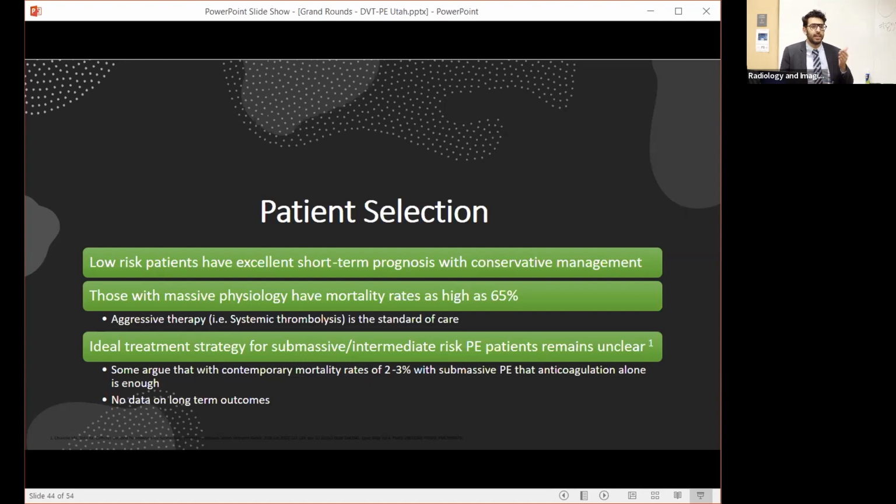So doing aggressive therapy makes sense, and there are guidelines to support that. Systemic thrombolysis is standard of care. But intermediate risk or submassive PE is pretty unclear, because why are we doing this? If you say it's to reduce mortality, the rate of mortality in intermediate risk PE is actually only 2 to 3%. So you're doing what is arguably an invasive procedure to reduce a 2 to 3% risk of mortality. Some people say the risks don't outweigh the benefits. And so if you want to change the goalposts, you say, okay, we're not doing it for mortality, we're doing it for morbidity.